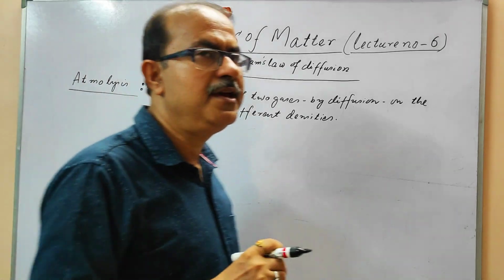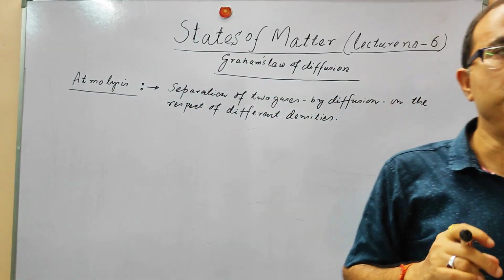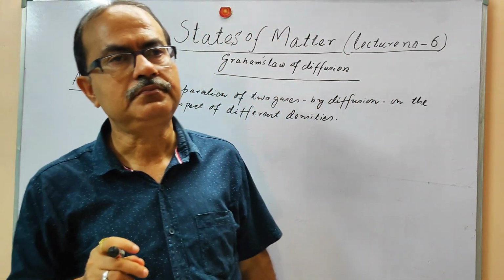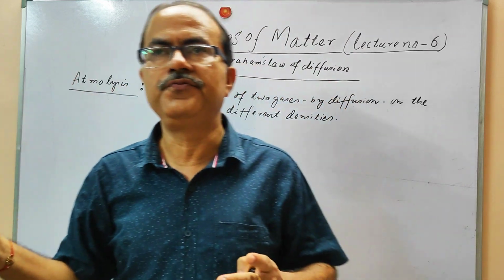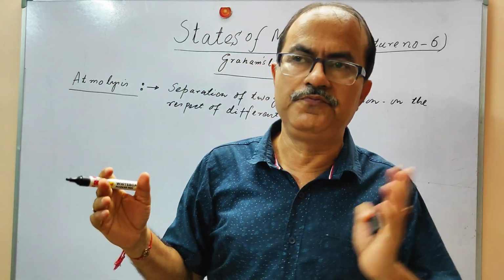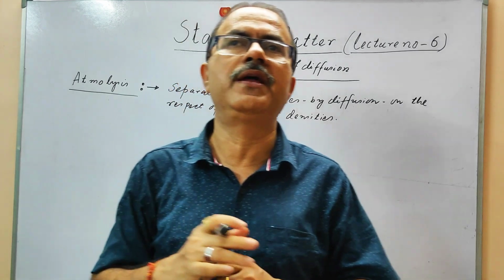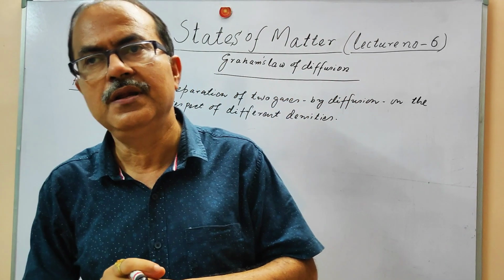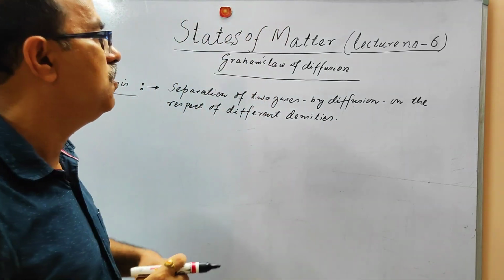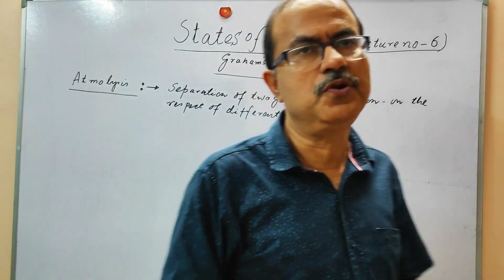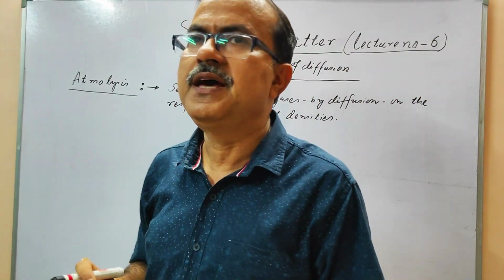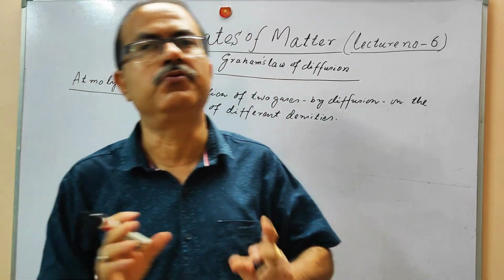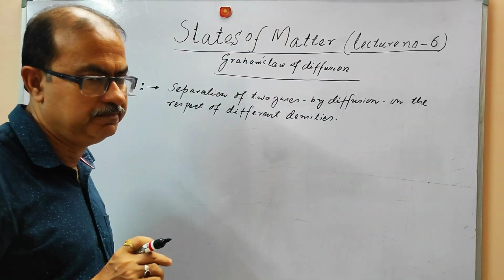Because of the different density, the diffusion rate of the gases will be different. At that time, what is going to happen? One gas will diffuse very fast, and the other will have a lower diffusion rate. In this way, we can separate one gas from the other gas, and this process is called atmolysis. It is successfully implemented when there is a gaseous mixture containing uranium; you can separate out the uranium. That is a very practical example.